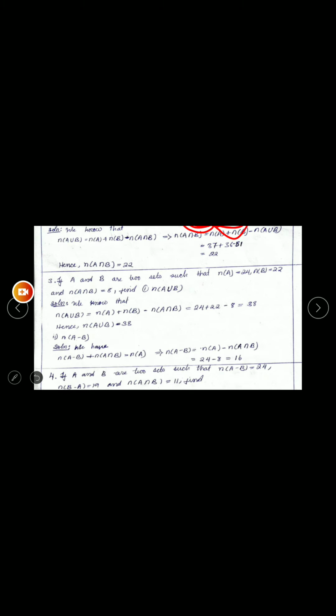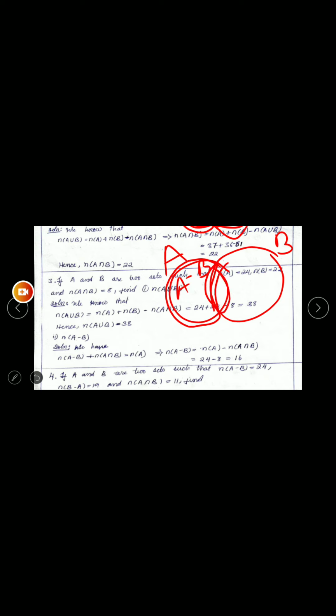Now A minus B. Let this be A and this be B. A minus B is this portion, excluding B, so the intersection of A and B is not included. A minus B excludes all the portion of B. The formula is n of A equals n of A minus B plus n of A intersection B.